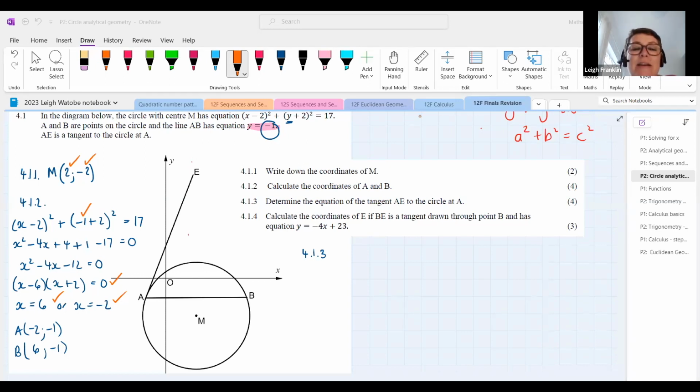Good, well done, Nhlanhla. All right, they want us to determine the equation of the tangent AE to the circle at A. All right, any ideas as to where we would start this particular question? How would we find the equation of the tangent?